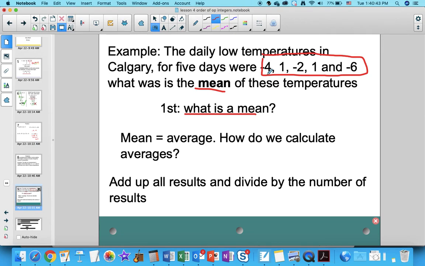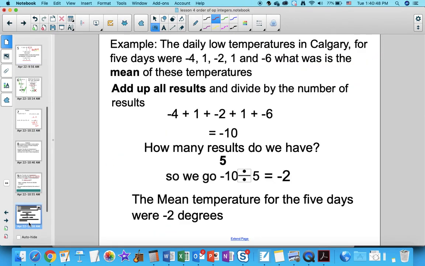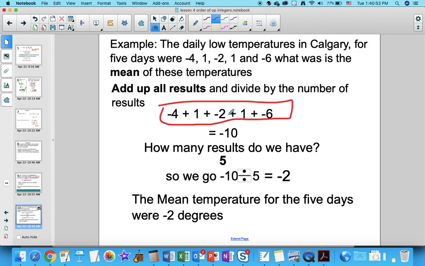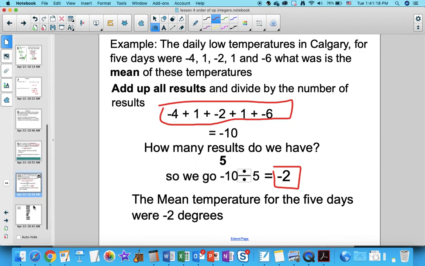So how many results do we have? 1, 2, 3, 4, 5. So I add them all up and divide by 5. Right? So -4 plus 1 plus -2 plus 1 plus -6 is -10. Okay, well, how many results do we have? We have 5 results. So we go -10 divided by 5, right? Negative divided by a positive, so 10 divided by 5 is 2. We only have one negative, so the answer will be negative. So -2. That means the average temperature, or the mean temperature, for the past 5 days was minus 2 degrees.